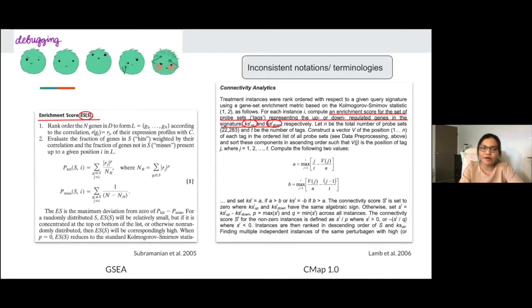So this is an example of the inconsistent notation and terminology described in different papers. For example, in the GSCA paper, they refer to the enrichment score as ES, but in the CMAP 1.0 paper, they refer to the same enrichment score but use KS instead. Another example is the number of drug genes in the drug gene list. In the GSCA paper, they describe it using a capital N, but in CMAP 1.0, they describe it using a lowercase n.